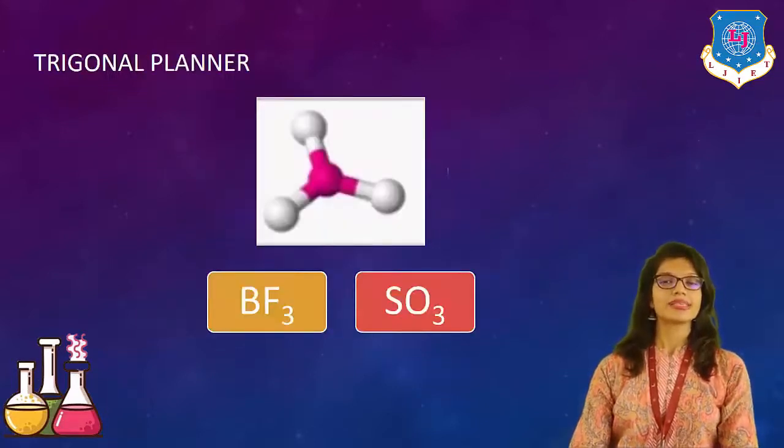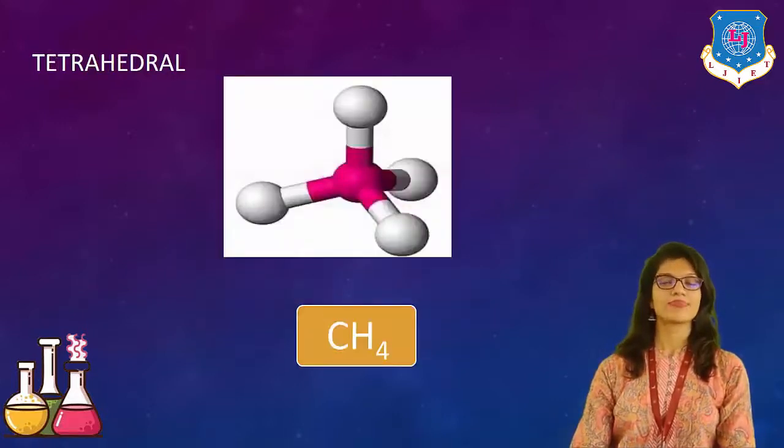Right? Next is trigonal planar. In this shape, mainly 3 different atoms combine with the central atom and they form a trigonal shape, but it's a planar one. We can take the example of BF3, we can take the example of SO3 here. These are very common examples of trigonal planar shape. Here the bond angle is generally 120 degrees, right?